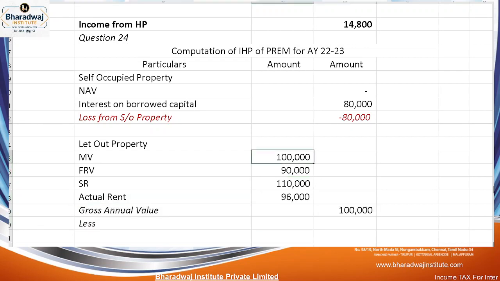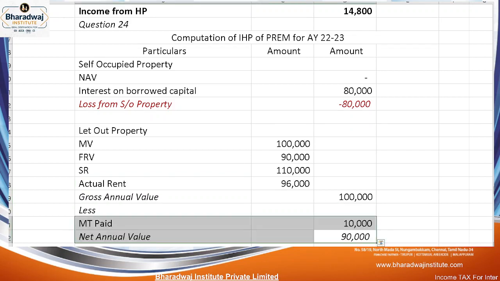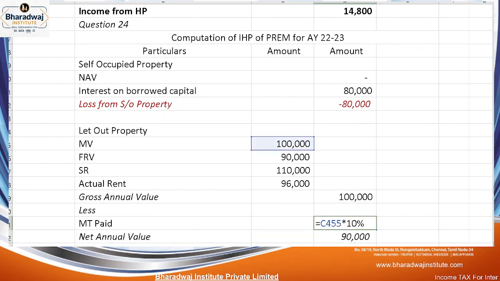Apply the steps. 1 lakh or 90,000, whichever is higher, 1 lakh. That 1 lakh or 1,10,000, whichever is lower, 1 lakh. That with the 96,000, whichever is higher, will be 1 lakh. Apply the steps, you get gross annual value. Please remember, municipal value, rental value, standard rent, 1/3. Actual rent is already given for this 1/3 only. So apply the steps, you get gross annual value less municipal taxes paid, 1/3.